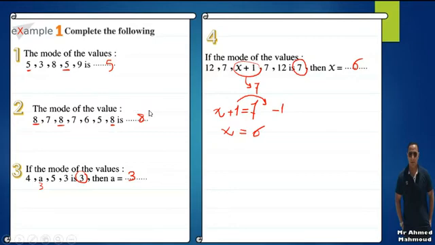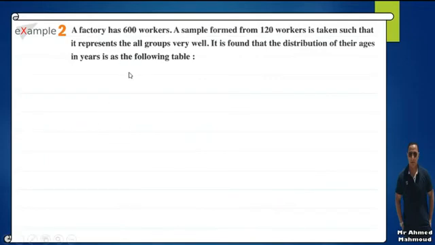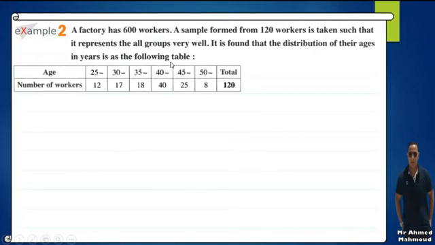Next I'm going to study the mode of frequency distribution. Let's study the next example. A factory has 600 workers. A sample formed from 120 workers is taken such that it represents all groups very well. It's found that the distribution of their ages in years is as in the following table. Okay, this is the frequency distribution.